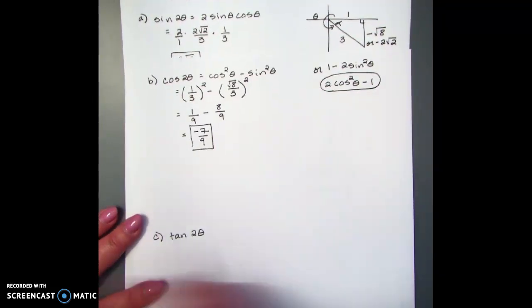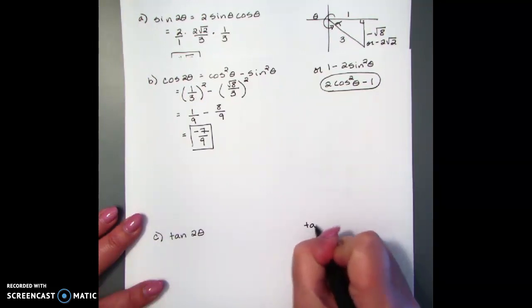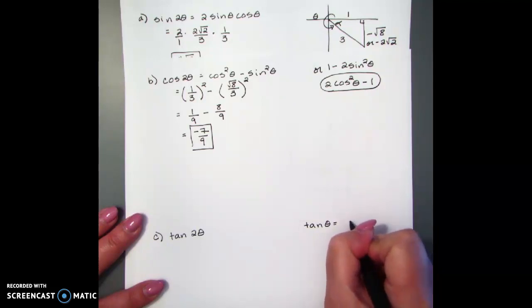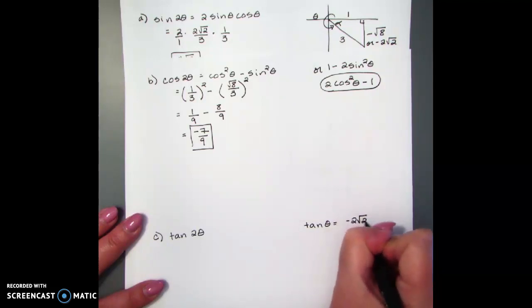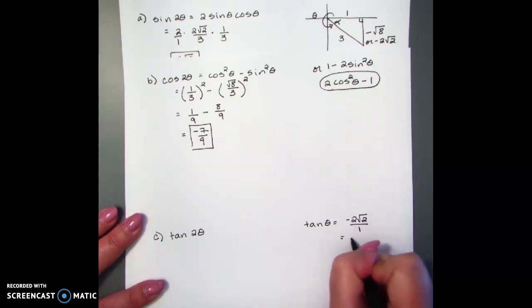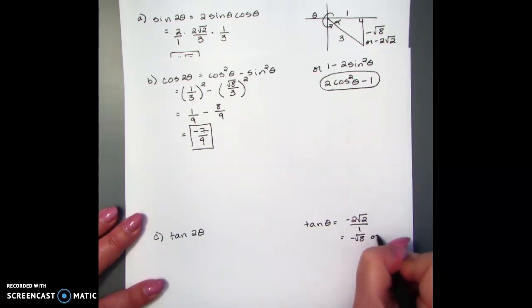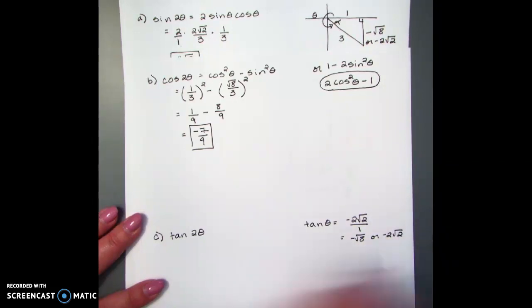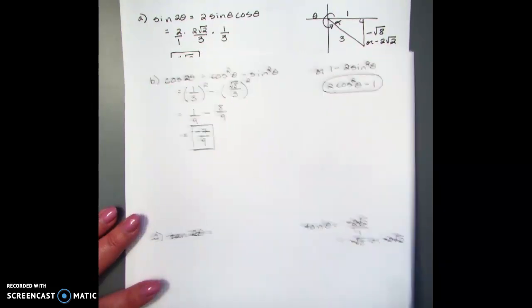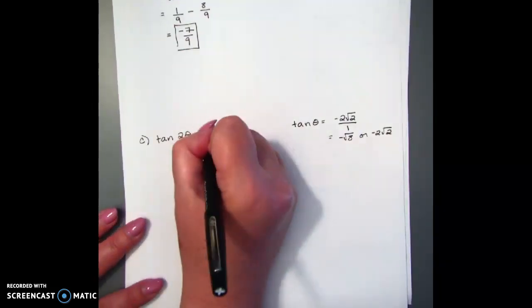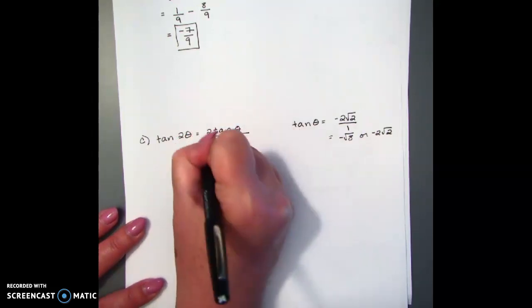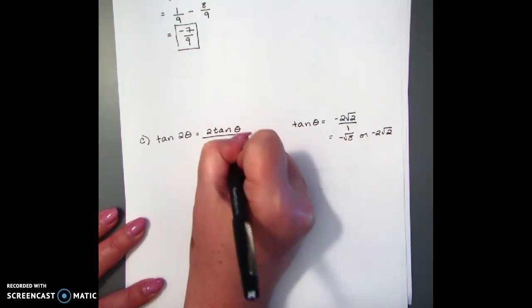So looking at that graph, do we recognize that the tangent of theta is going to be the opposite, which is negative 2 root 2 over adjacent, which is 1? So we could say that this is either negative root 8 or negative 2 root 2, and we'll see which one is easier when we look at the formula. So if we look on our orange sheet, the tangent of 2 theta is going to be 2 tangent of theta over 1 minus tangent squared of theta.